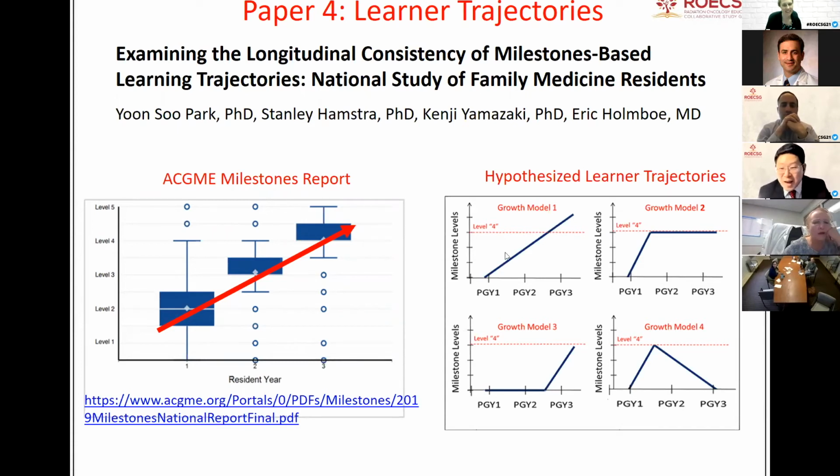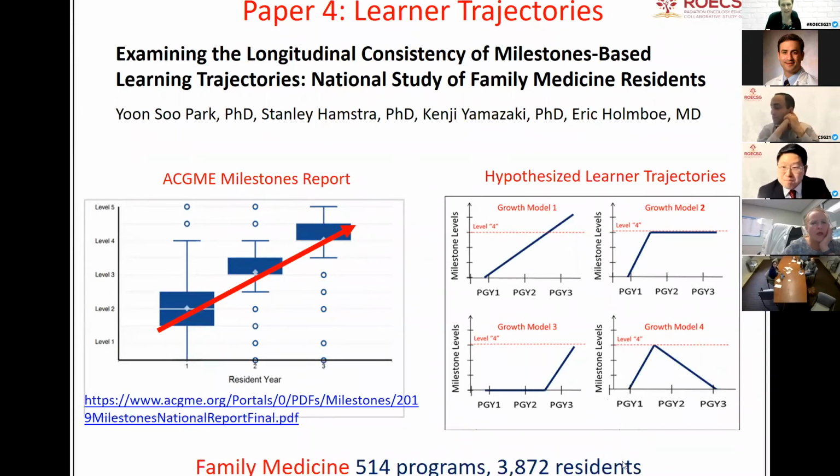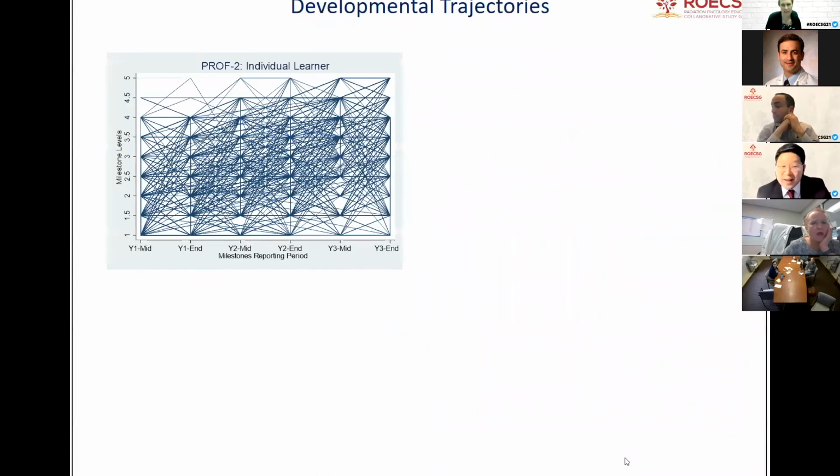So learners may have linear growth, but then they might improve and plateau, or have slower levels of growth and improve. So there could be variations in how learners improve. So this was data that we looked at over 500 programs, over 3,000 learners in family medicine. And this is one sub-competency. And we individually plotted all of their performance from entry to graduation. And as you can see, there's a whole different set of trajectories here. So it's very hard to see any emerging patterns.